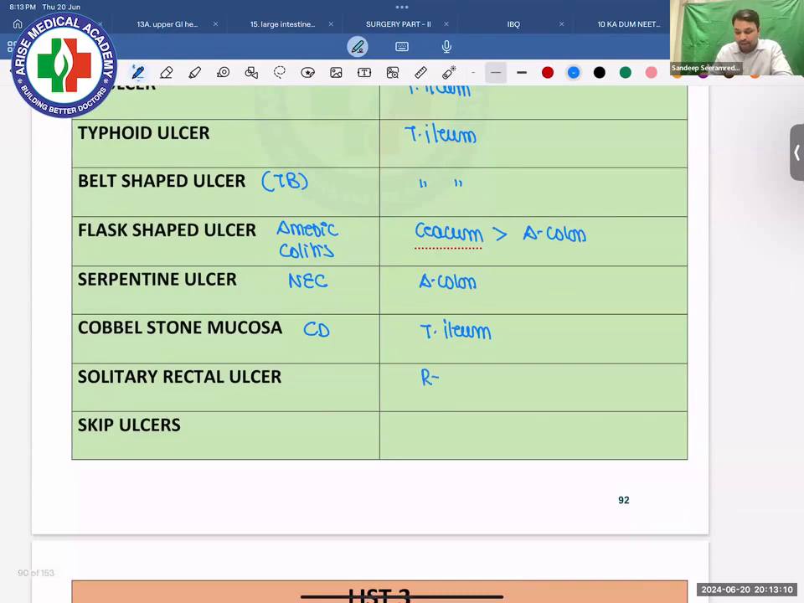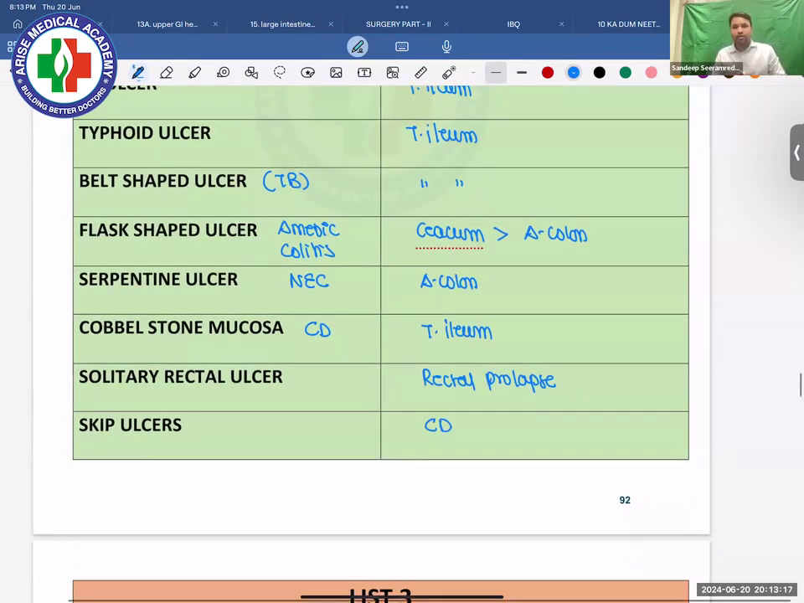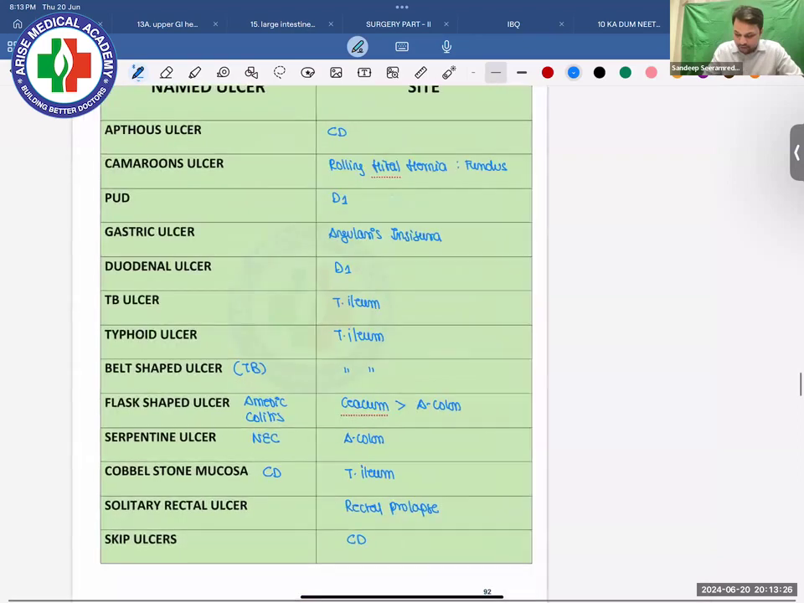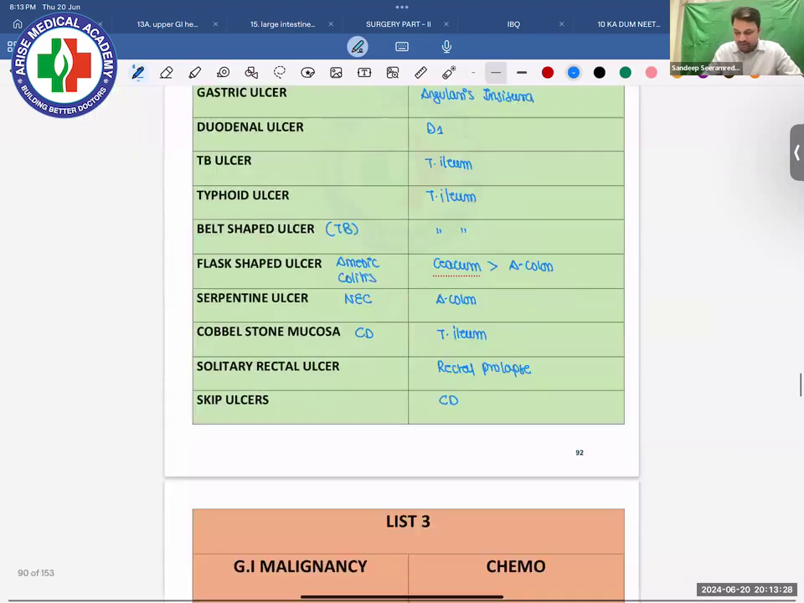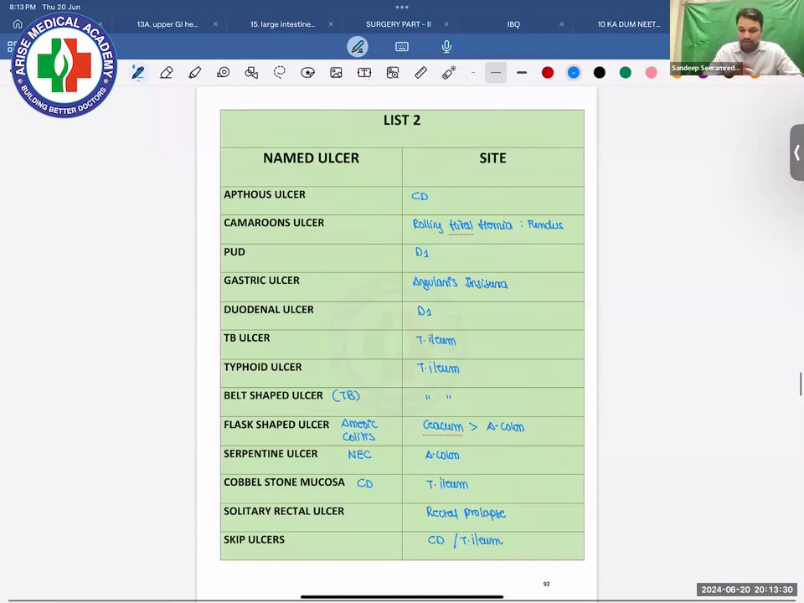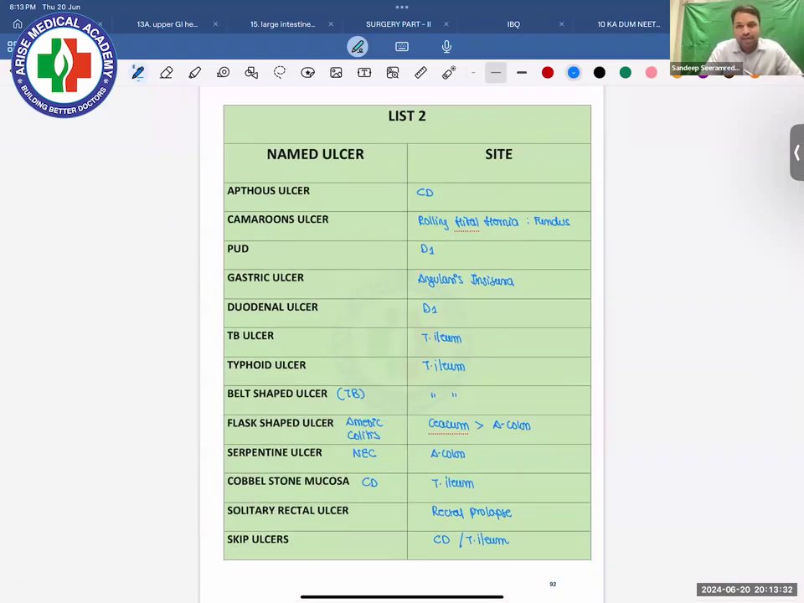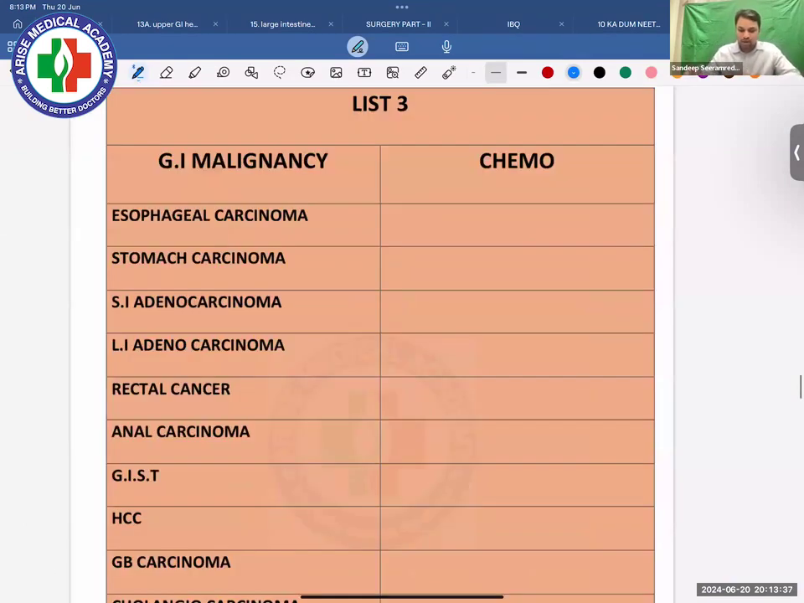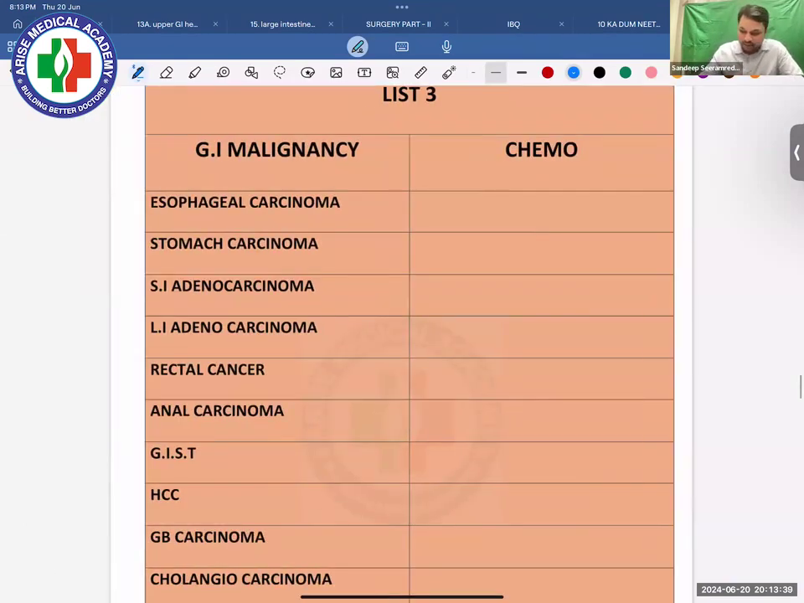Solitary rectal ulcer is seen in rectal prolapse. And the skin lesions are also seen in Crohn's disease. So these are the sites and the status that you'll see. Crohn's disease overall most common site is going to be terminal ileum. This concludes your list number 2, the named ulcers and their sites. Do not forget it. Now, list number 3, your GI malignancies and the chemo regimens that are important.